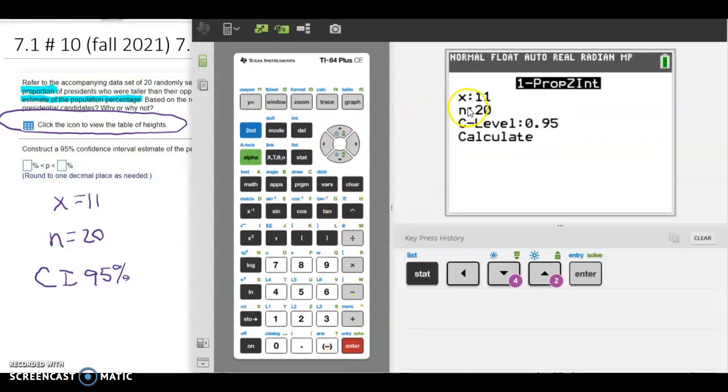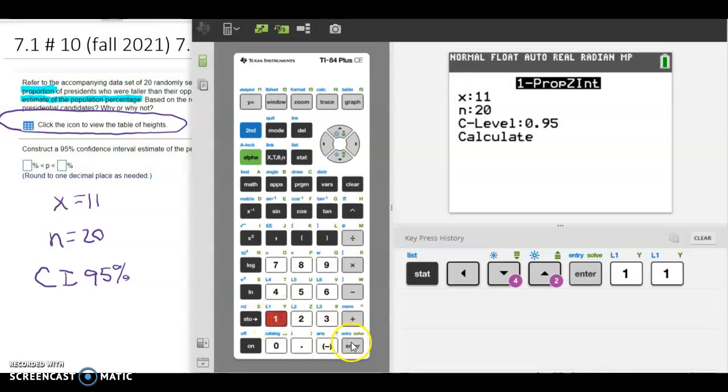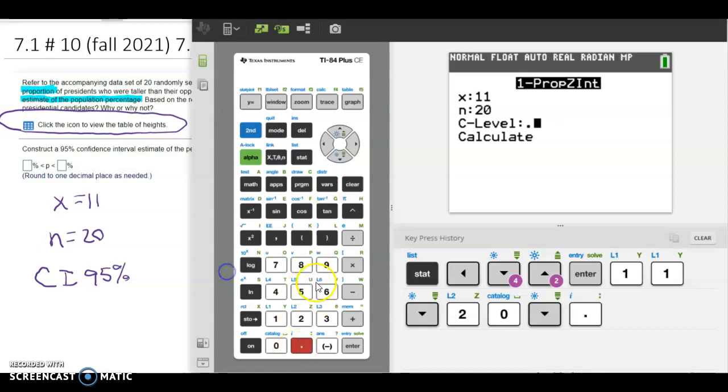You'll see for X, you're going to put in 11 because there were 11 presidents who were taller than their opponents. For N, you're going to put 20. Why? Because there were 20 in our sample, 20 presidents. The confidence level is 95%, but we can't use percentages in our calculation, so we'll type in 0.95 and then go ahead and calculate.